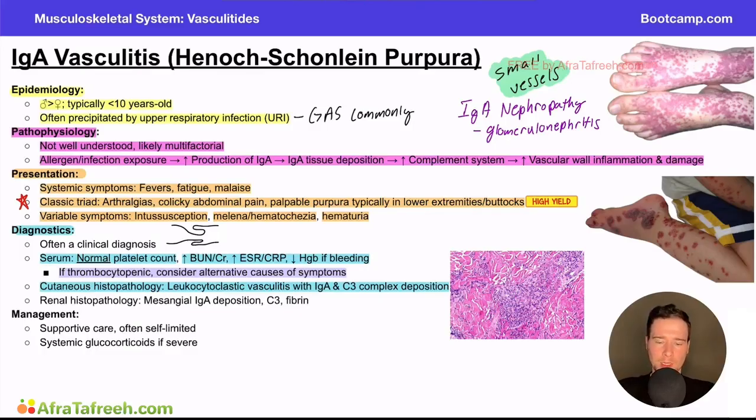Additionally, on the renal biopsy, you can see mesangial IgA deposition, C3, and fibrin, again, for similar reasons. Elevation of these substances in the body, they can then deposit in the tissues. That can either be the skin, the kidney, or other organs as well.